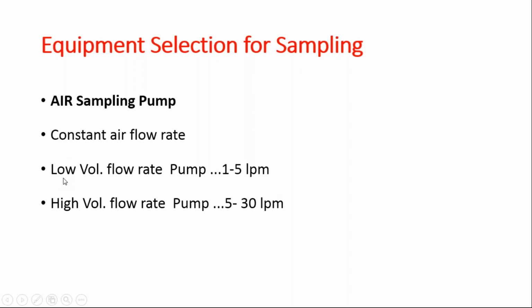And there are two types of pump available. First one is the low volume flow rate pump. Their flow rate may vary from 1 to 5 LPM. LPM stands for liters per minute. And the high volume flow rate pump, their flow rate may range from 5 to 30 LPM. Here, we should remember what the flow rate of the low volume pump is and what the flow rate of the high volume pump is. Such types of questions are expected in the exam. 1 to 5 LPM and 5 to 30 LPM.